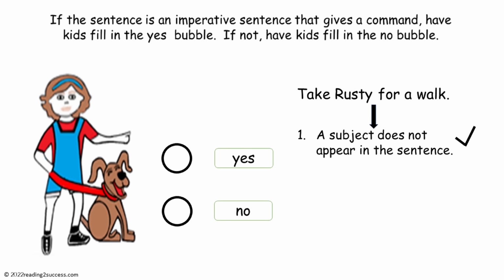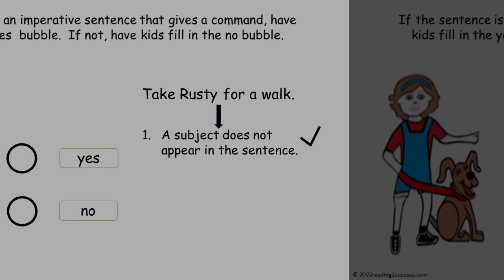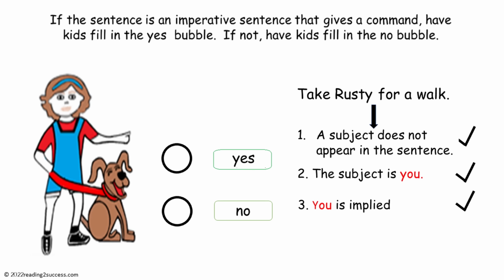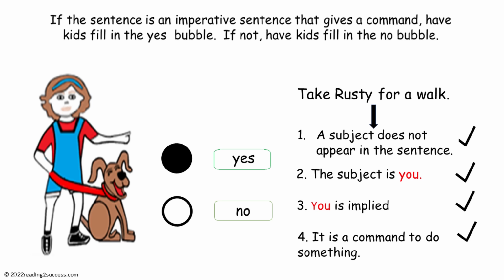Begin by reading the sentence with kids. Take Rusty for a walk. Number 1, a subject does not appear in the sentence. Check. Number 2, the subject is you. Check. Number 3, you is implied. Check. Number 4, it is a command to do something. Check. So the answer is yes. It is an imperative sentence that gives a command.